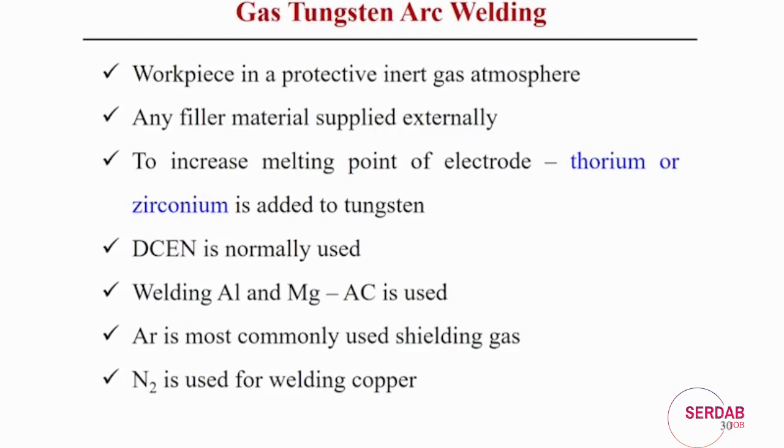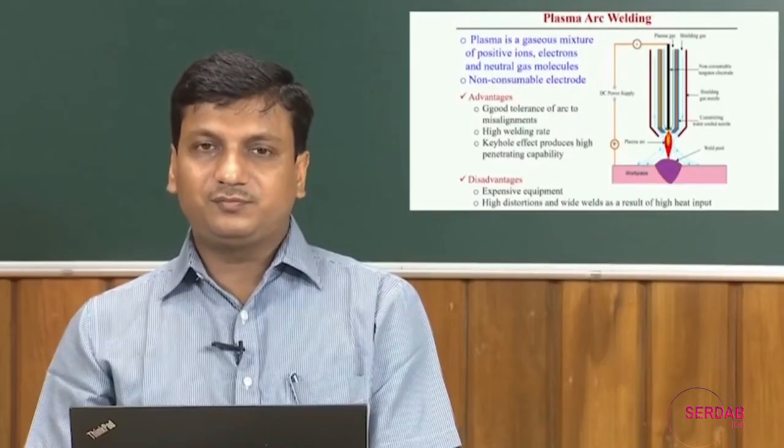But a typical point of this process is that the most usual shielding gas is argon, but sometimes nitrogen is used for welding of the copper material. So, these are the typical characteristics or typical points related to the gas tungsten arc welding process.